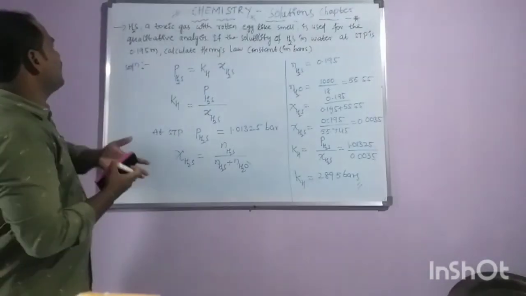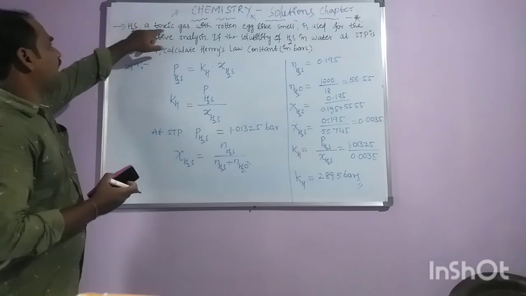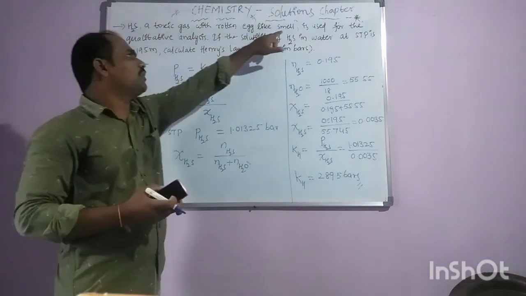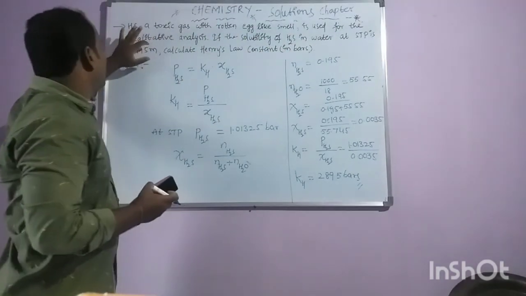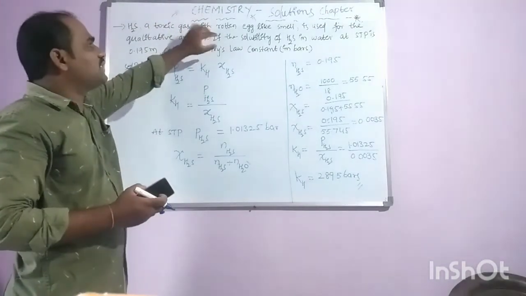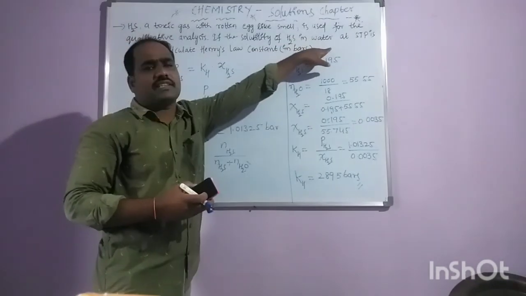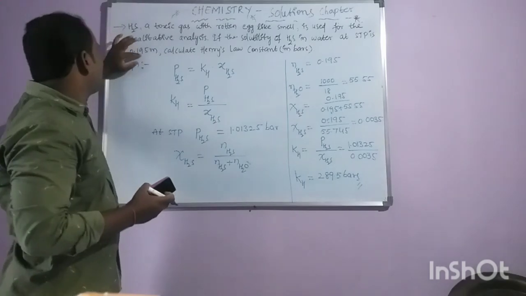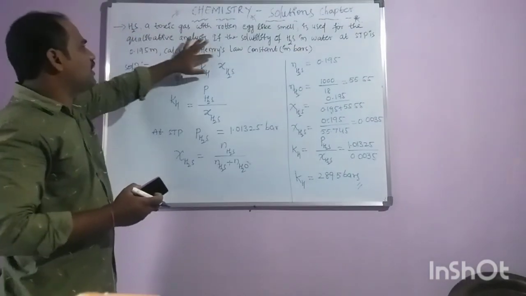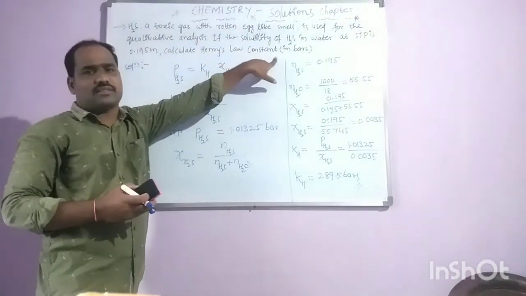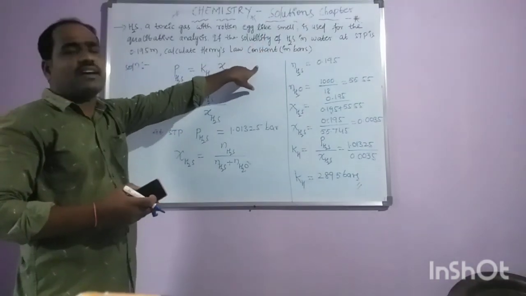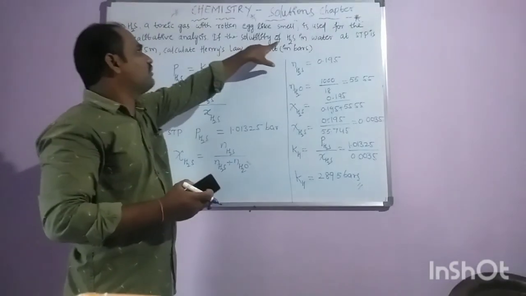Okay, this is another type of problem on Henry's law constant. The problem: H2S, a toxic gas with a rotten egg-like smell, is used for qualitative analysis. If the solubility of H2S in water at STP is 0.195 m, calculate the Henry's law constant in bars.